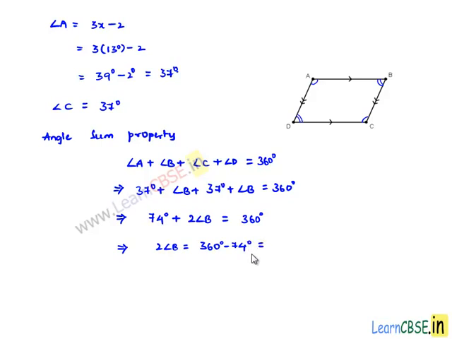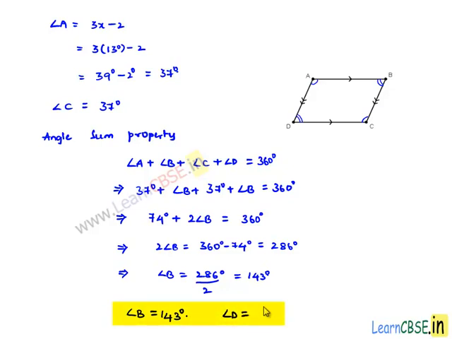that is equal to 286 degrees, which implies angle B is equal to 286 degrees divided by 2, and 2 goes in 286 143 times. Therefore we got that angle B is equal to 143 degrees. We know that angle B is equal to angle D, therefore angle D will also be equal to 143 degrees.